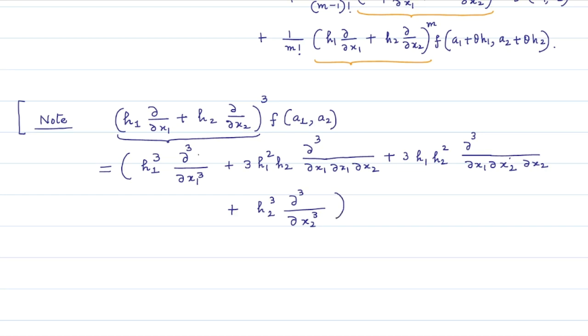So we get here in the first term ∂³f/∂x1³. In the second term, here we'll get ∂³f/∂x1²∂x2. Here we'll have f, here also f. All these need to be computed at the point (a1, a2). This is what this entire expression means.